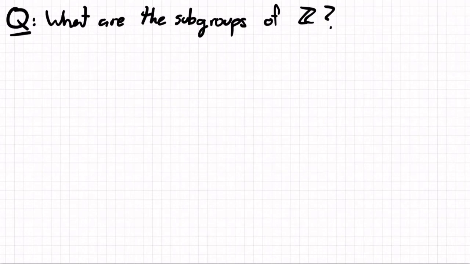So let's consider the following question. What are the subgroups of Z? And we're going to think of Z as an additive group. To answer this question, let's start with an example.